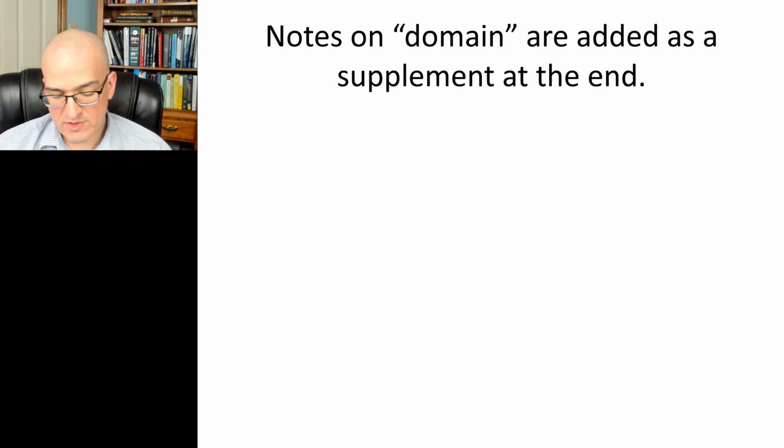But if you're interested to see how the concept of domain is extended to multivariable functions, I've put some stuff at the back of the notes. I won't go through it in video format. I'm just going to leave it in printed format because it's not really part of the course. But I invite you to have a look at that. It's kind of neat.